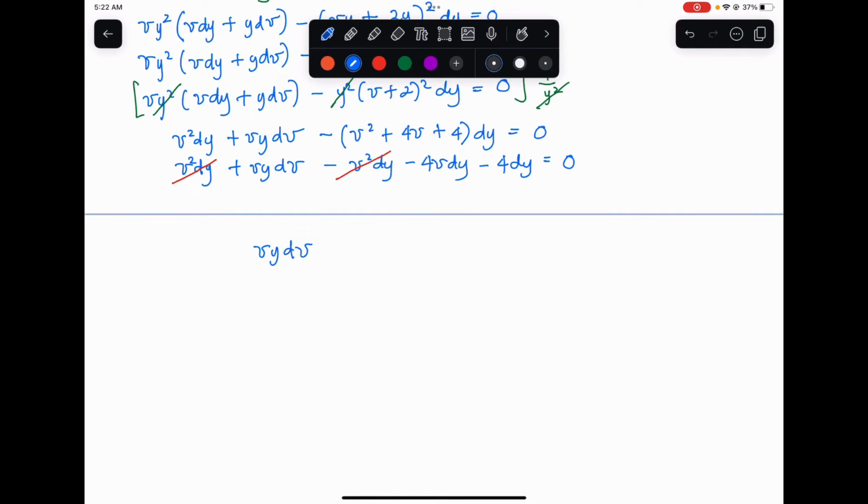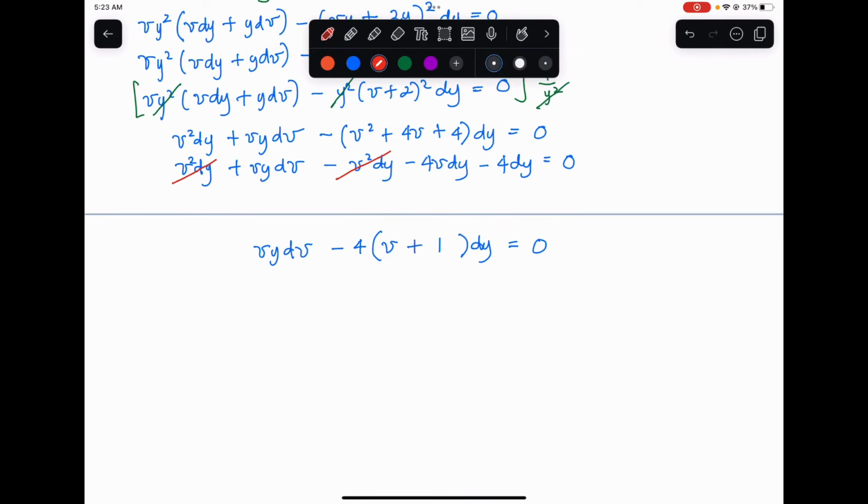Then I can factor out minus 4. So giving me a v, so negative 4v dy, so we'll have dy there. So negative 4 dy, so I'll just have v and then plus 1. Okay, so that's negative 4v dy and negative 4 dy is equal to 0.